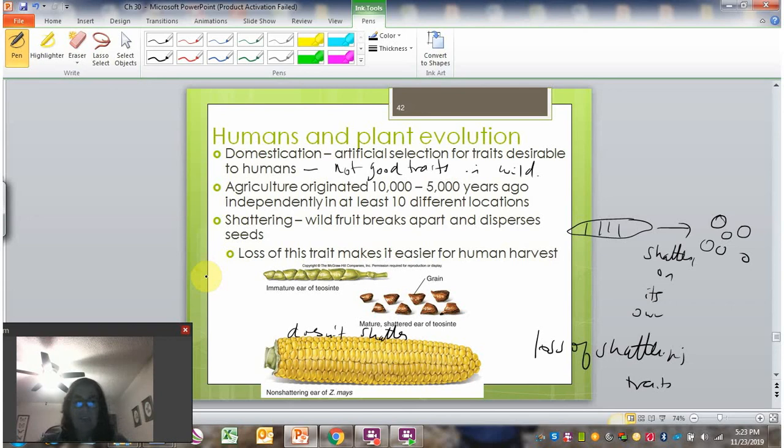And this is just one trait that humans have selected for. All of our crops, all of our plants that we eat have undergone extensive human manipulation and artificial selection to get the traits that we prefer, either for taste or for productivity or for harvestability, for storage traits. All of these different traits give us the wide array of food that we rely on.